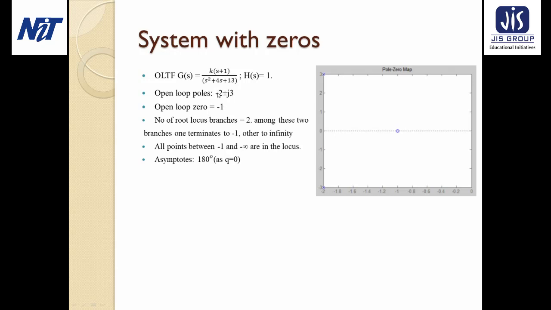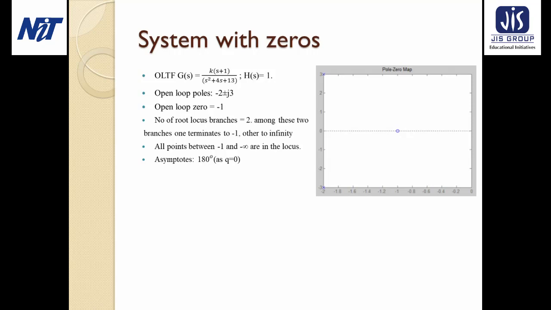There are two poles, minus 2 plus j3 and minus 2 minus j3. So these are two poles, minus 2 plus j3, and this is minus 2 minus j3. And it has a single zero that is located at minus 1. So the number of open loop zeros is equal to 1, and the zero is located at minus 1.